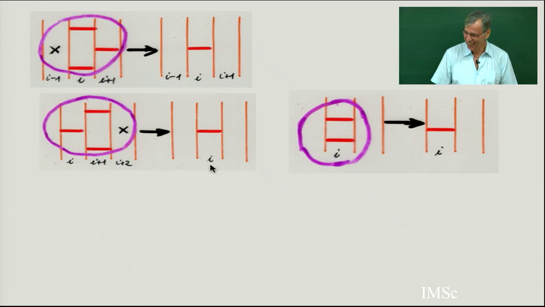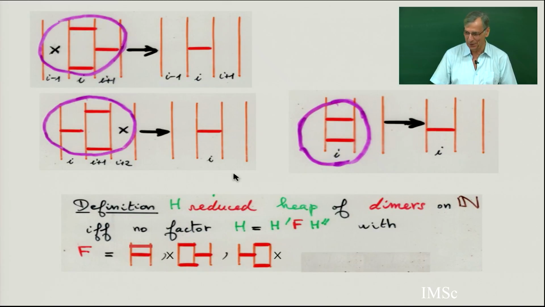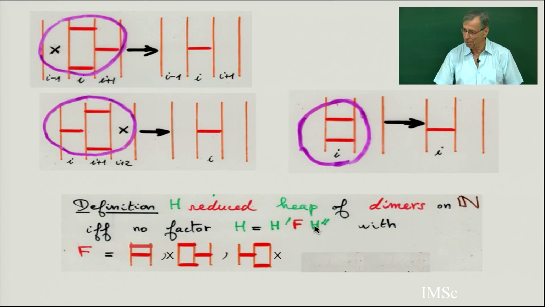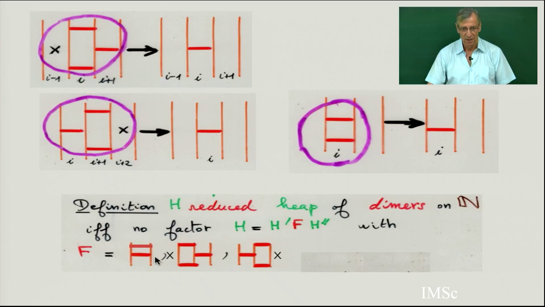So, definition: the heap of dimers on the integers is reduced if and only if it has no factor like this. Factor means the heap can be written as a product of heaps, H prime, F, H double prime, where F is this kind of heap: this one with nobody on the left column, this one with nobody on the right column.